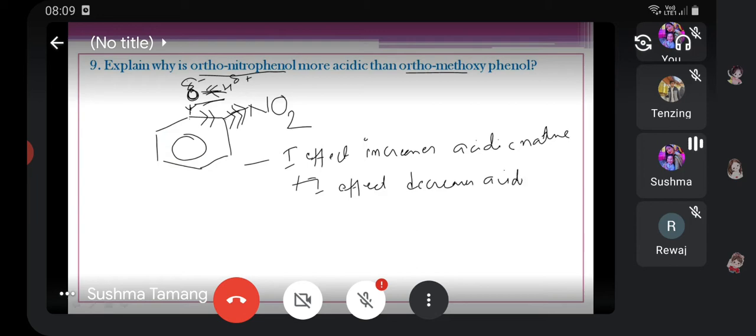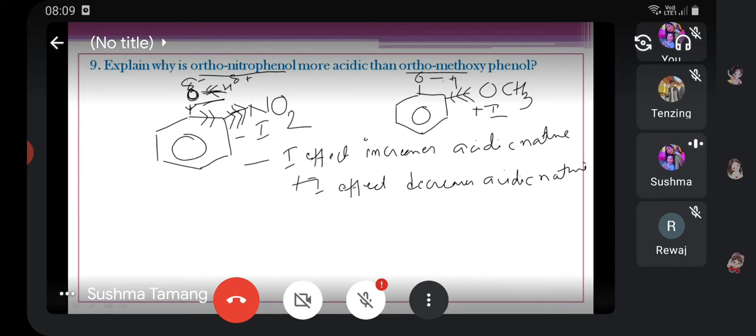So now next, ortho-methoxy one. So this is like OH, methoxy is OCH3. This methoxy group is now an electron donating group. यसले के show गर्छ, plus I effect, यसले minus I भयो. So यसले इलेक्ट्रोन दिन्छ.